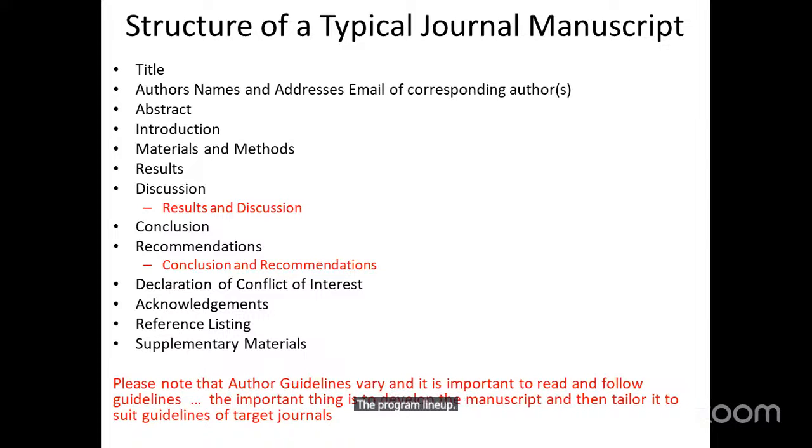Now, I'm sure each of us has interacted with a typical journal manuscript or a typical journal article. Remember, yesterday we said that a manuscript is that which has not yet been published, but is a draft that is being processed for publication. And so an article is that which has been published.